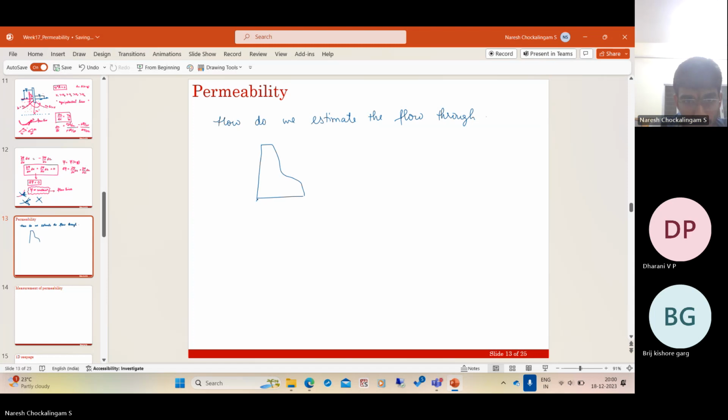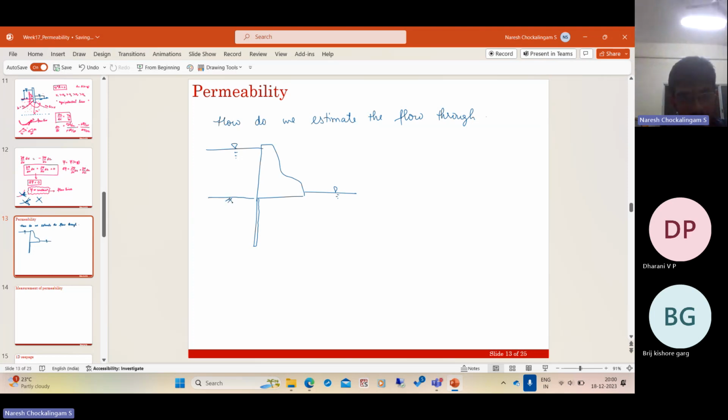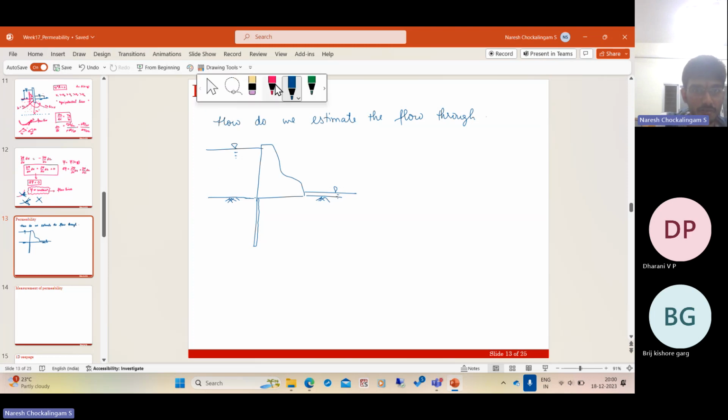we have a dam, we have a sheet pile. This is the headwater level. This is the tailwater level. And the soil stratum is here. So this is the ground level. So there is no head loss from here to here. The total head doesn't change. Only the pressure head and elevation head change individually, but the total head doesn't change as there is no flow.